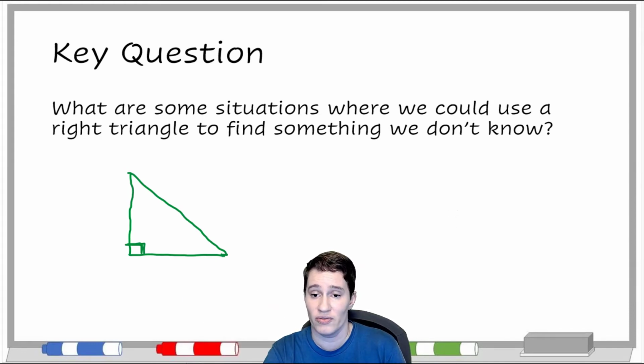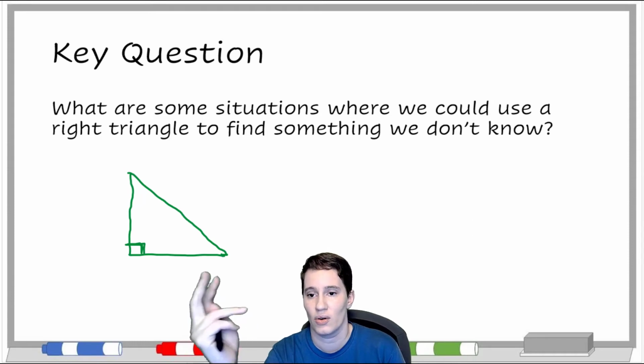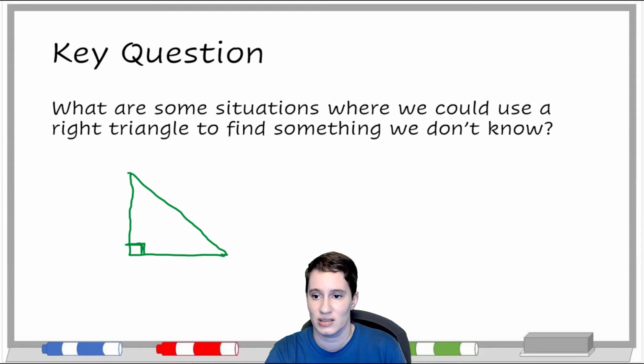But a lot of them are visual, like out in the real world, looking at the height of something, the distance to something, the slant of something. All of those, if we could make a right triangle and know one of the things, an angle or a side length, then we could actually solve for the rest of the triangle, which is really helpful.